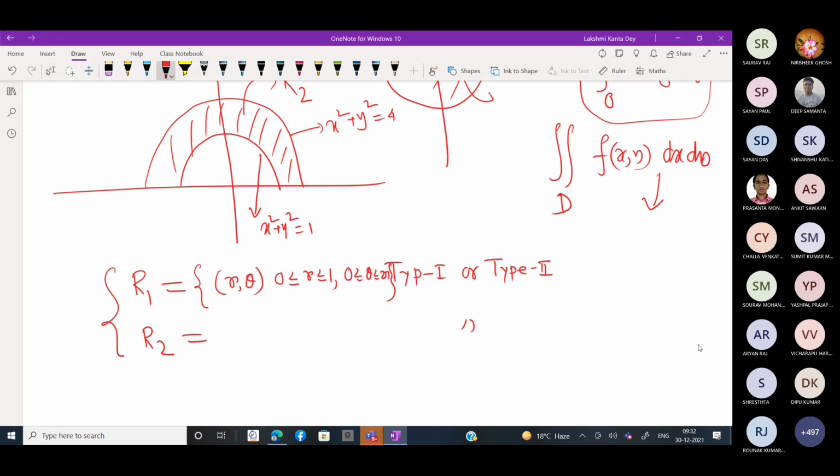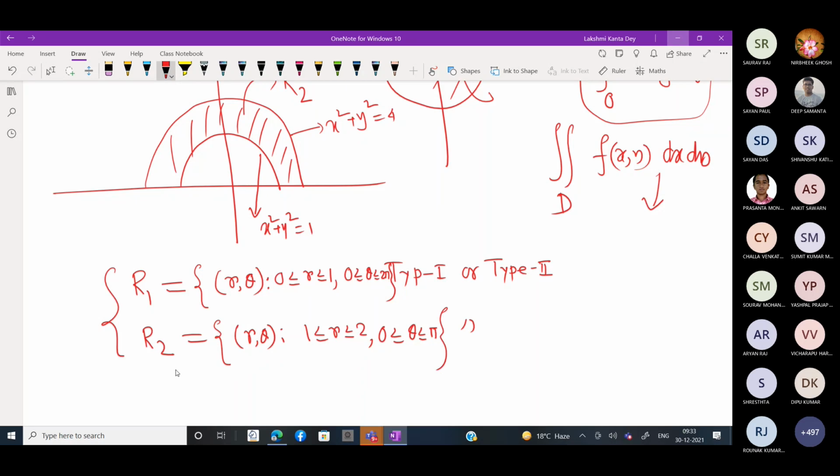What is your R2 particularly? R2 is r comma theta in terms of polar coordinate system. So it is 1 less or equal to r less or equal to 2, and theta is 0 less or equal to theta less or equal to pi. It is half rotation, not full, whatever the region R2 is given.